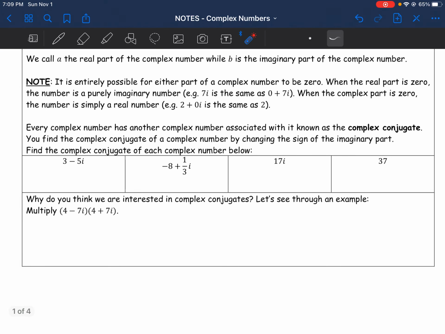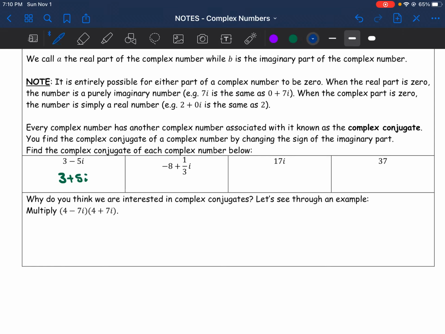Now, every complex number has another complex number associated with it, known as the complex conjugate. You find the complex conjugate of a complex number by changing the sign of the imaginary part. Let's look at a couple examples here. In our first example, we want to find the complex conjugate of 3 minus 5i. Well, the imaginary part is minus 5i. So let's go ahead and change the sign from a negative to a positive, which would give us 3 plus 5i. Notice we did not mess with the real part, or the a term.